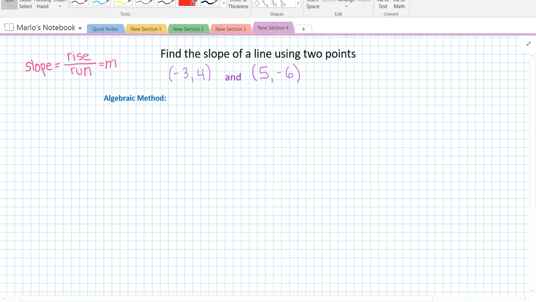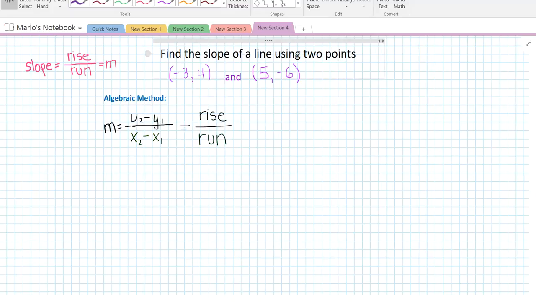So to solve our problem, we're going to be using this equation that says that m equals y2 minus y1 over x2 minus x1. The difference in the two y values will give us the rise, and the difference in the x values will give us the run. So where do we get all these y's and x's from?